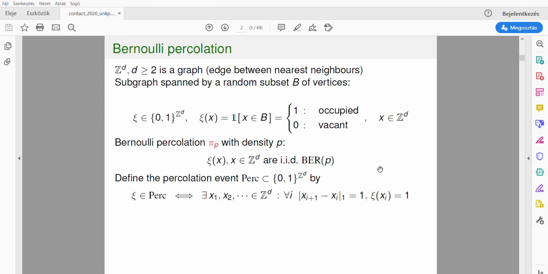By the way, the word percolation means the flow of some sort of liquid. So imagine that all of these sites are open, and if you open a water tap at location x1, then the water can flow on this open path all the way to infinity. So this is the percolation event, and this is the random configuration that we choose.